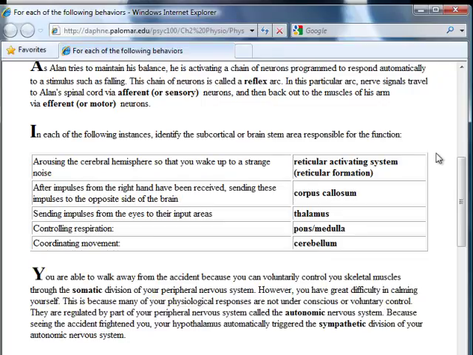Arousing the cerebral cortex so that you wake up to a strange noise. That's the function of the reticular formation. Reticular activating system alerts the brain: pay attention, something is happening.